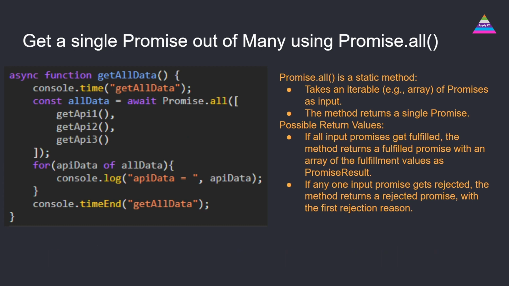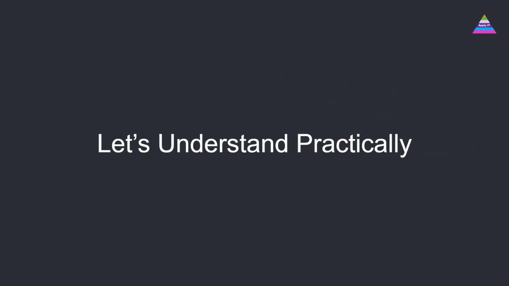Now if you recall, getAPI1 is taking 3 seconds, getAPI2 is taking 4 seconds, and getAPI3 is taking 5 seconds in returning a resolved promise. So we will observe practically how much time will be taken by this Promise.all. So let's understand it practically.